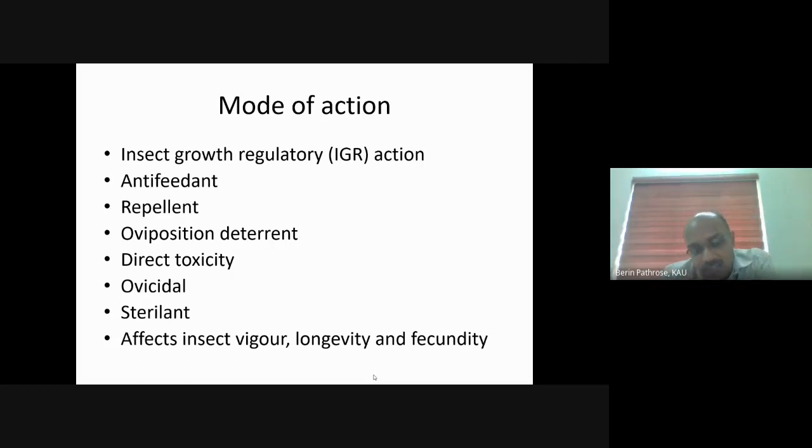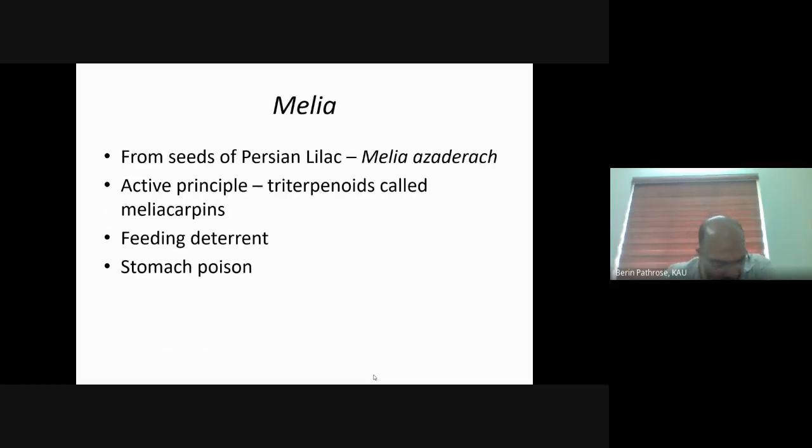It can have direct toxicity. It can have ovicidal property. It can sterilize the insect, and it can affect the longevity, fecundity, and vigor of the insects. Coming to the next plant, this plant also belongs to the family Meliaceae.